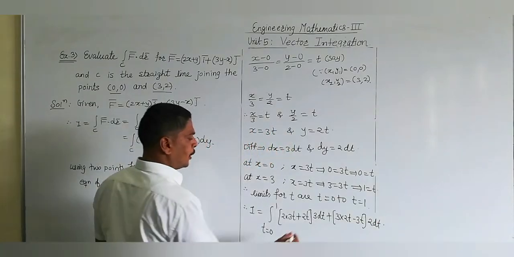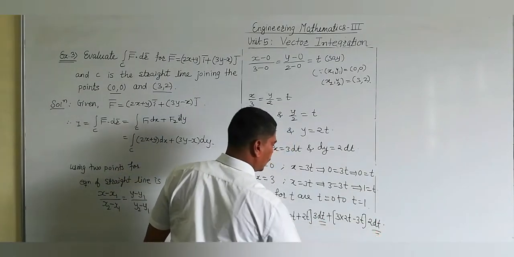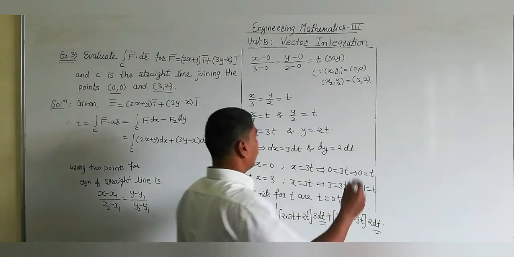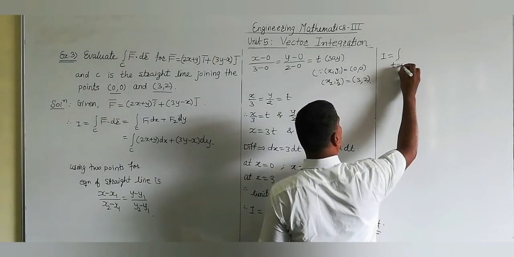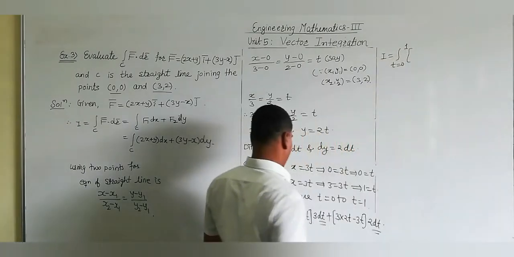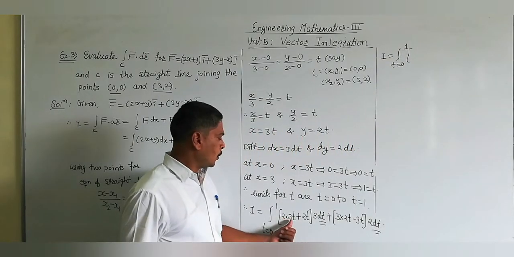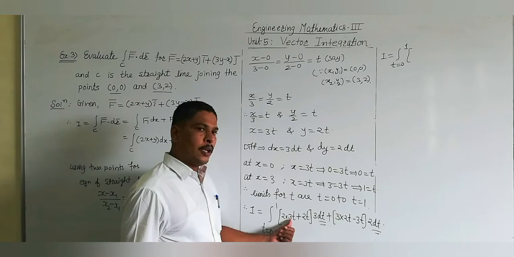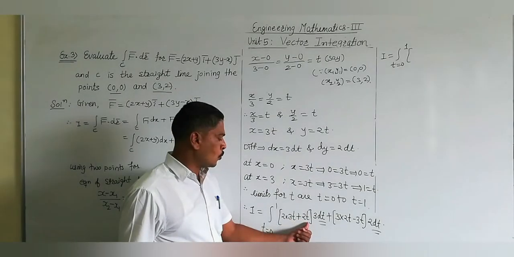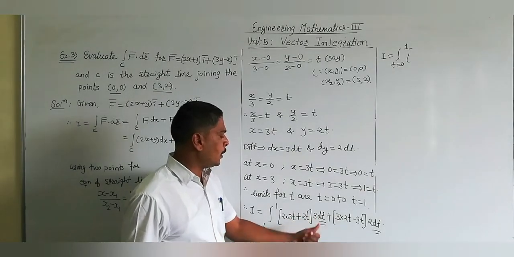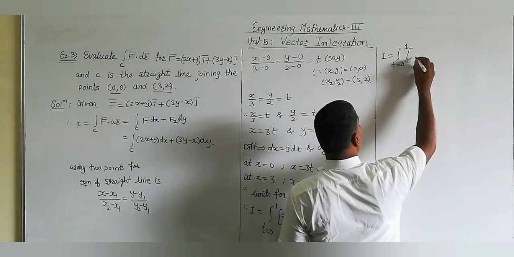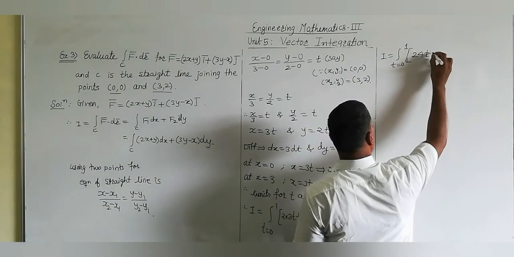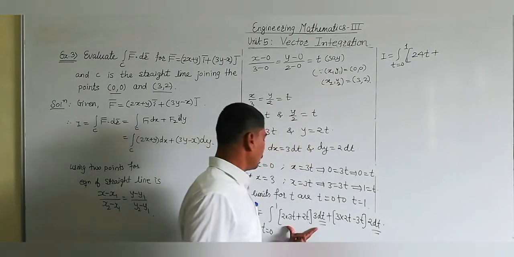Now take dt common from both these terms and simplify further. So we get I is equal to integration t is equal to 0 to 1 into bracket. In this bracket we get 2 into 3, 6t, plus 2t becomes 8t, 8t into 3, 24t, right? So this term becomes 24t.